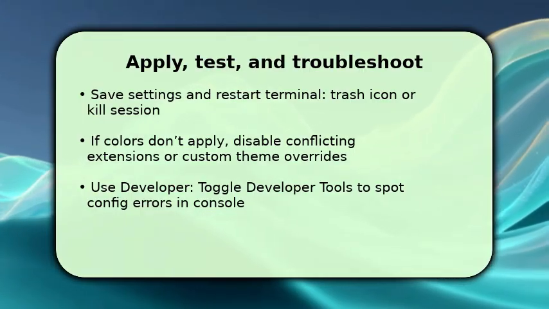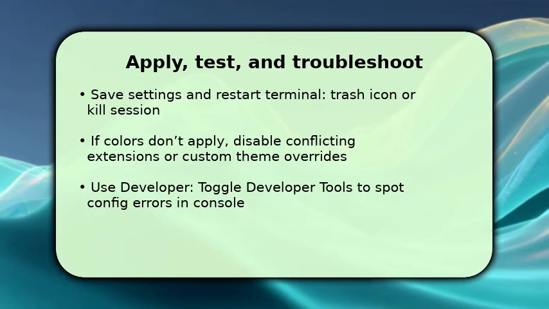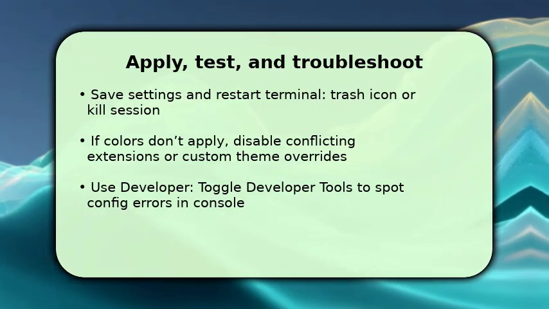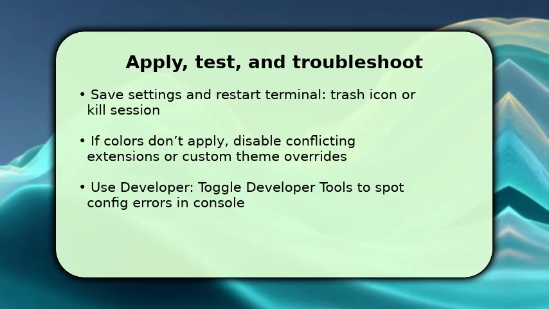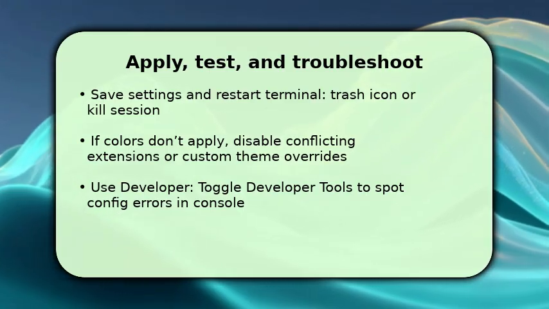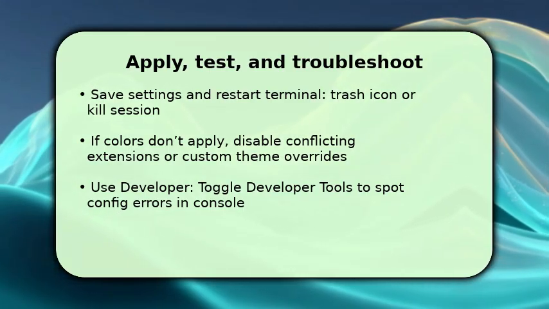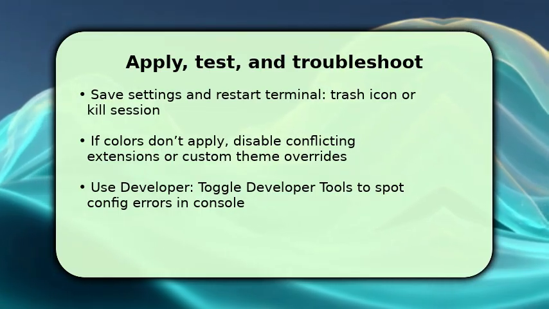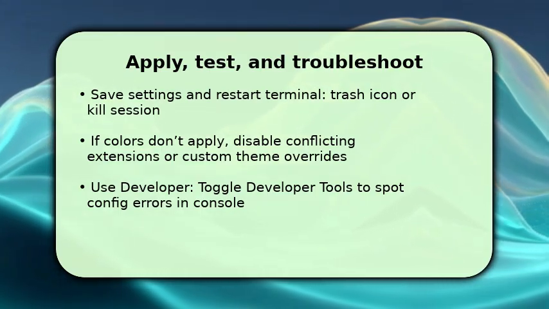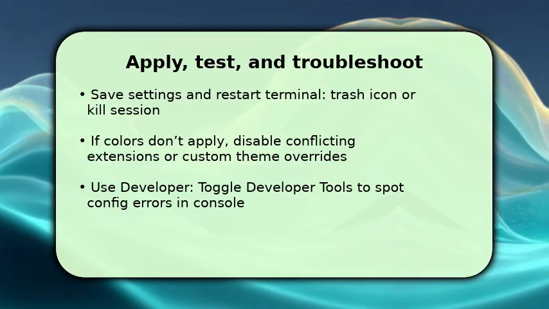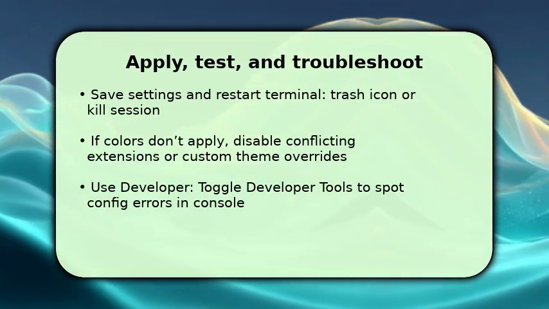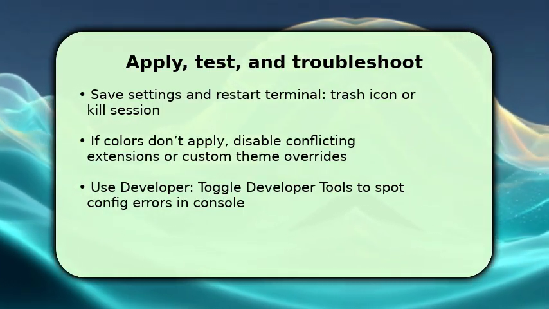If colors don't appear, make sure no extensions or workspace settings override your user settings, and temporarily disable them. Once resolved, test with common commands to confirm visibility. If things still fail, open Developer Tools to check for JSON parse errors or console messages. Addressing those errors usually fixes stubborn theme misapplications immediately.